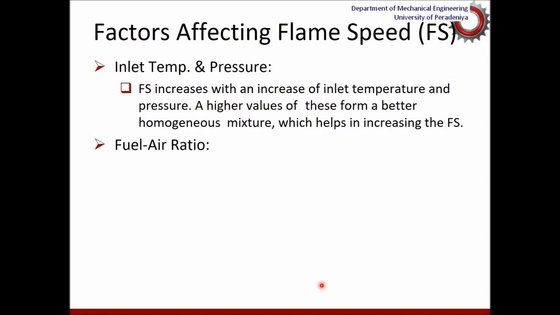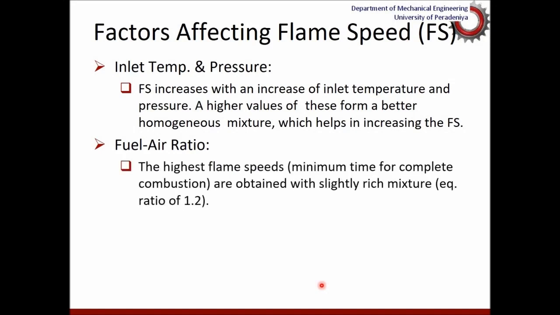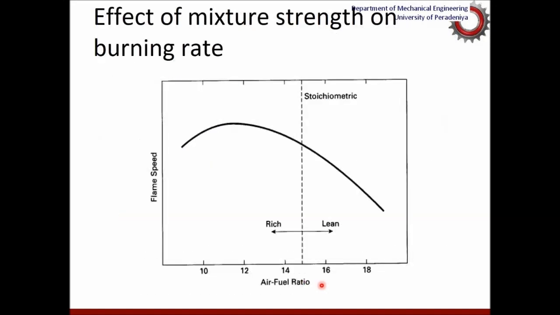And the other parameter which decides the flame speed or the flame propagation is the air fuel ratio. So the air fuel ratio, if I explain with this diagram, this is the flame speed versus air fuel ratio. As you can see, when the mixture is slightly rich, in this case the air fuel ratio is around 12, you see the highest flame speed. So at stoichiometry, it's not as high as at slightly rich mixtures. So that is also an important parameter.